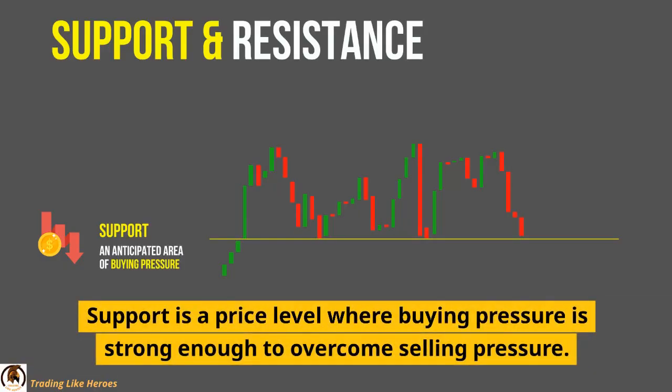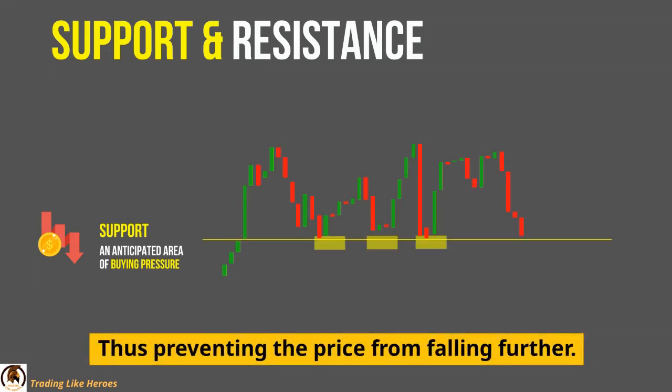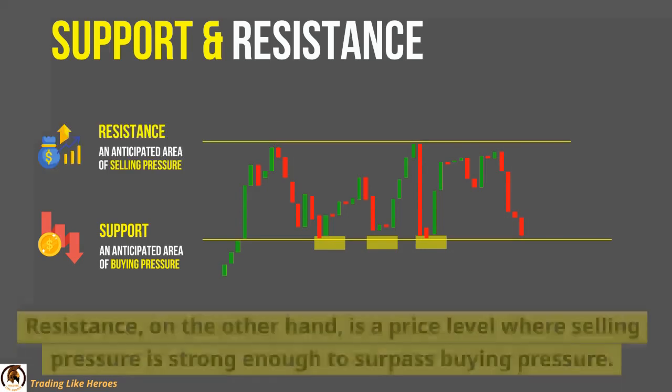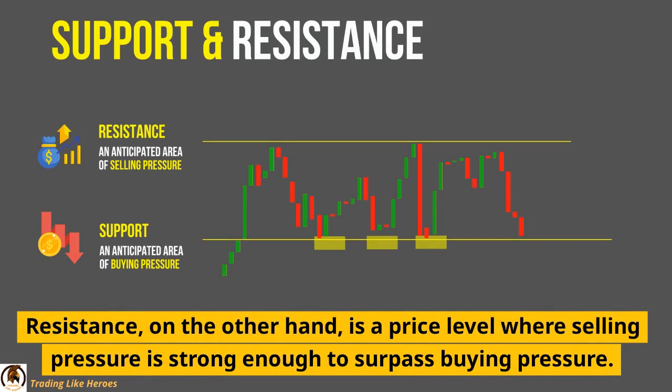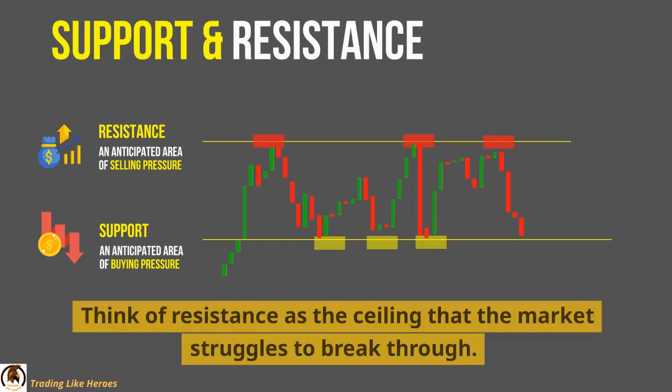Support is a price level where buying pressure is strong enough to overcome selling pressure, thus preventing the price from falling further. It's the floor that the market tends to bounce off. Resistance, on the other hand, is a price level where selling pressure is strong enough to surpass buying pressure. A resistance stops the price from rising further. Think of resistance as the ceiling that the market struggles to break through.